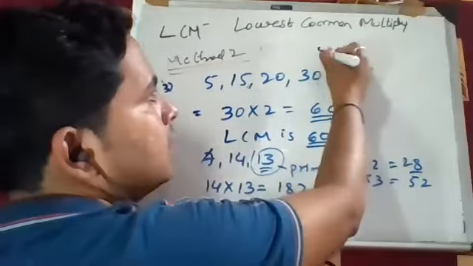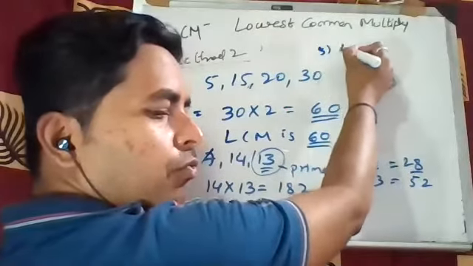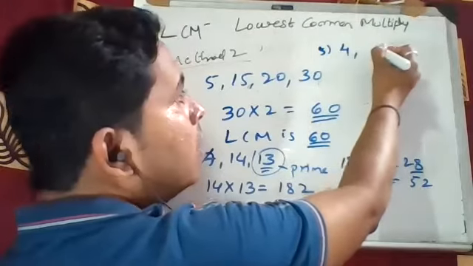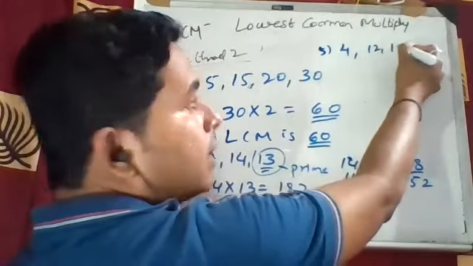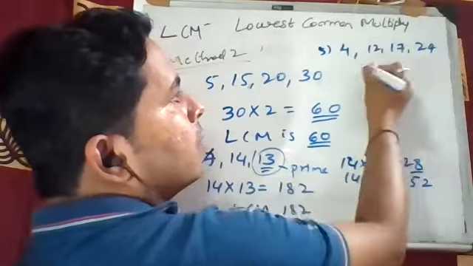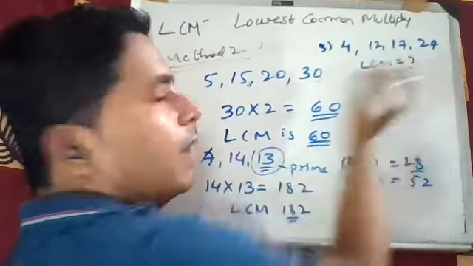Okay, so I'll give one more example. You people try this, the fifth one: 4, 12, 17 and 24. So what is the LCM?